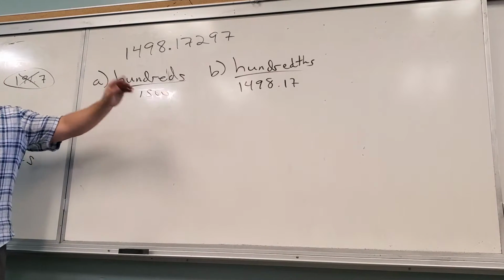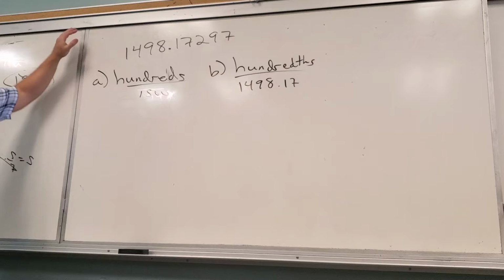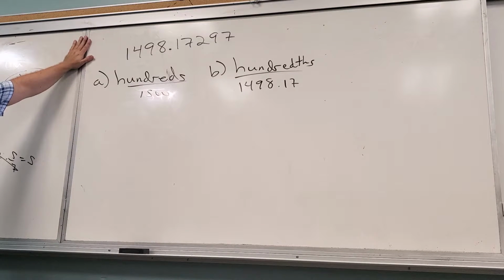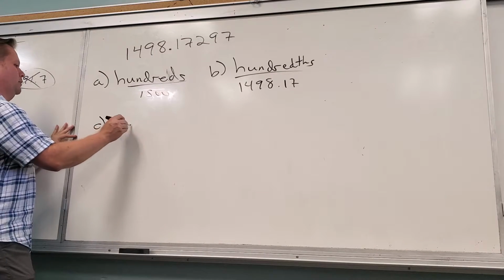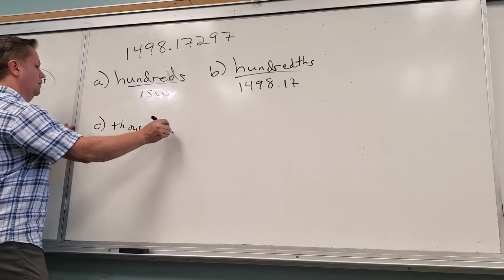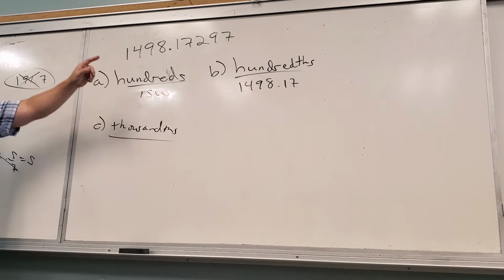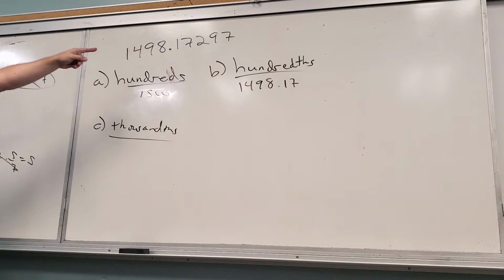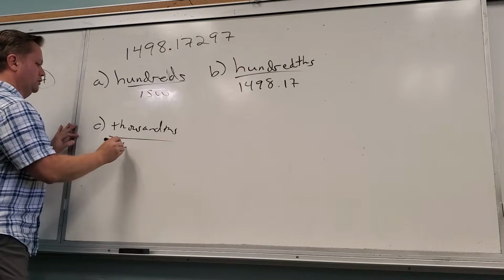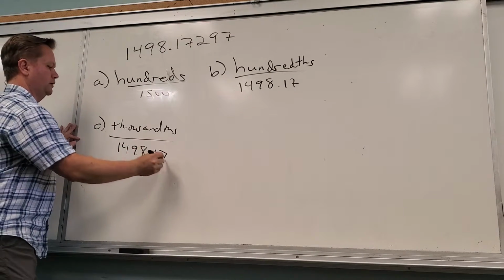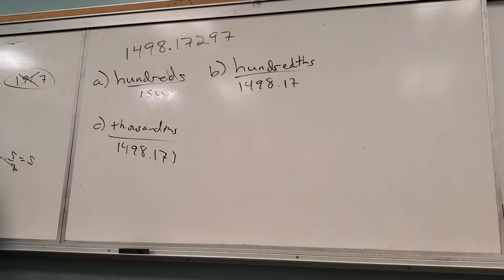I'm sorry, another question. Yes. If it's 0.172 or 0.175... Okay, let's just do this. Thousandths place. What's in the thousandths? 2. So would I keep it at a 2 or take it to a 3? Take it to 3. Why? Because of the 9. So I would have to take this to a 3. So it'd be 1498.173. Is that cool?